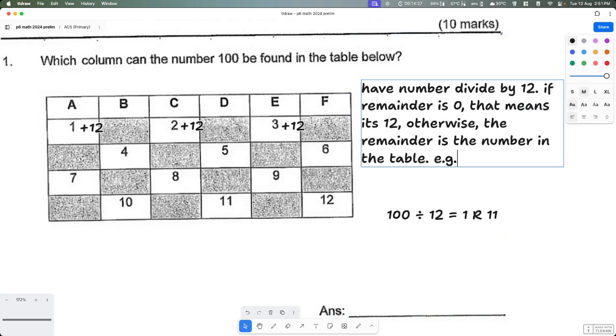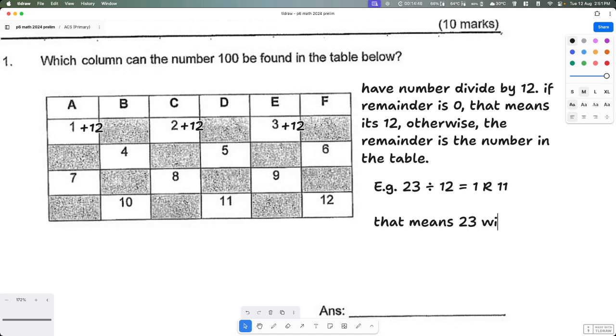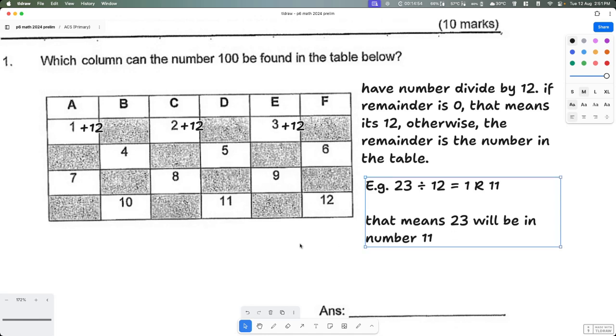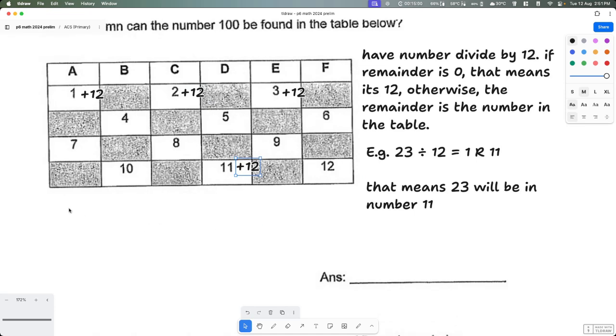Okay. So for example, e.g., in this example over here, we have not 100, but 23. 23 divided by 12 is 1 remainder 11. That means 23 will be in number 11. Okay, all right, so with that said, this is plus 12, makes sense. Okay, so now with that said, for 100, we divide by 12.